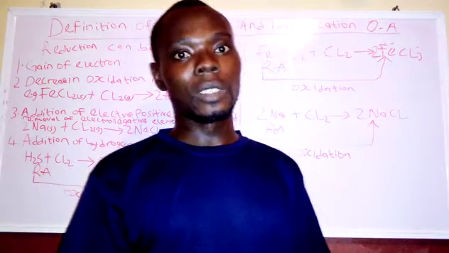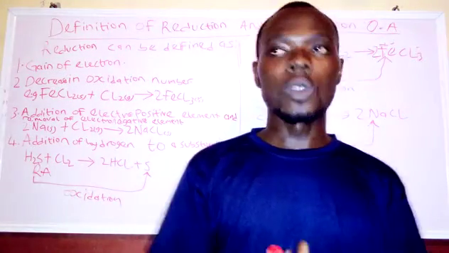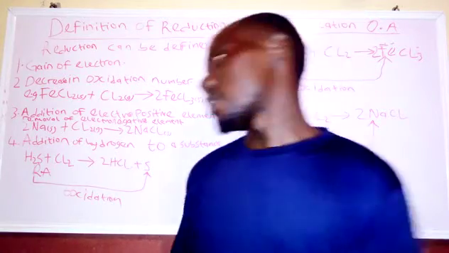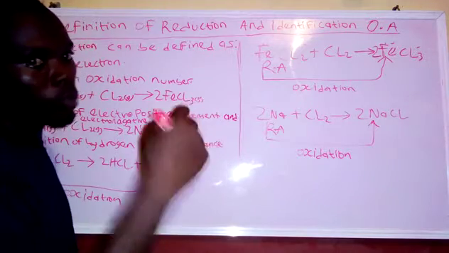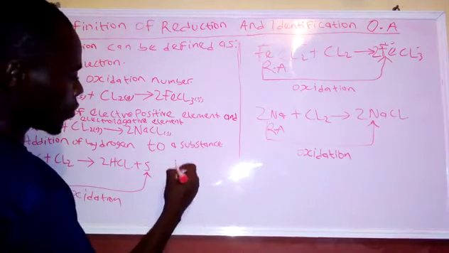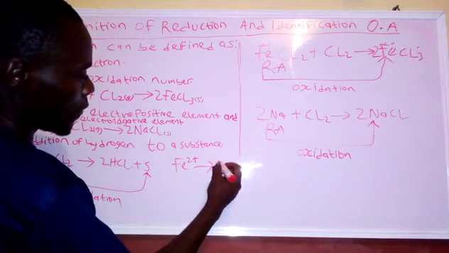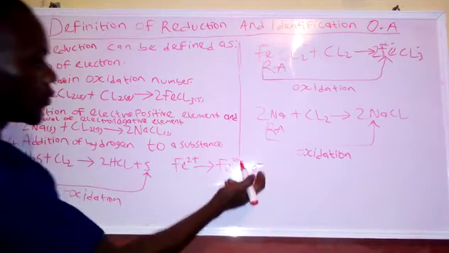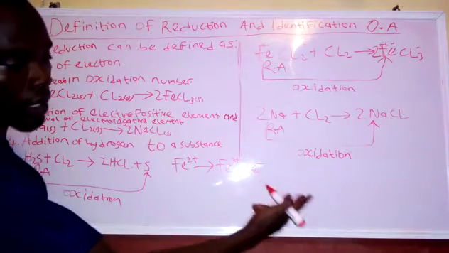Now, the first definition: reduction can be defined as the gain of electrons. So in short, reduction is the gain of electrons. For example, I showed you in the previous video that when Fe2+, the iron(II) ion, forms Fe3+, it loses an electron. Look at the reaction: Fe2+ loses an electron to form Fe3+ plus e minus. You will discover that we have the same charge on both sides. The charge is balanced.